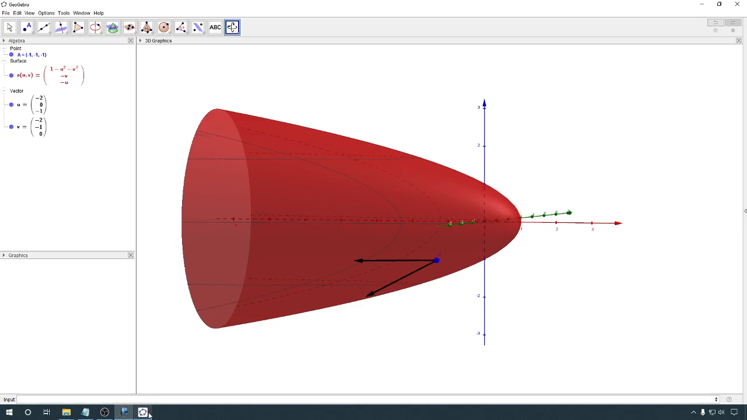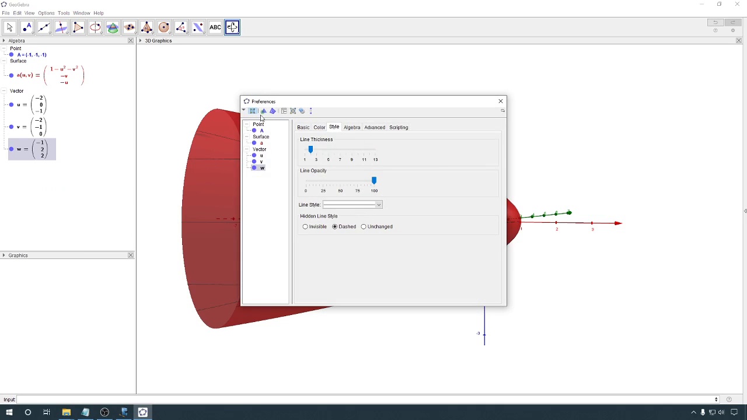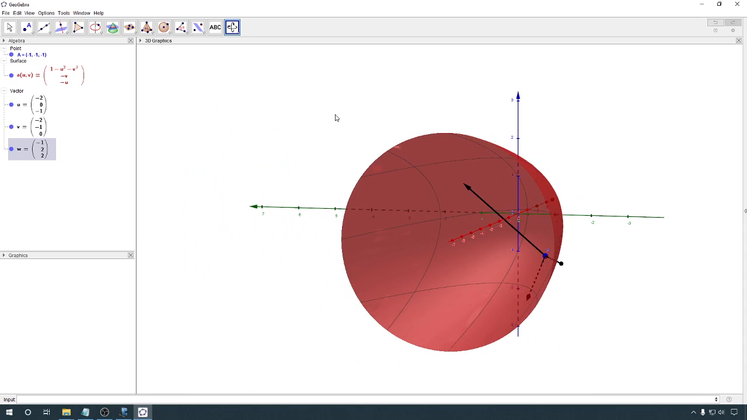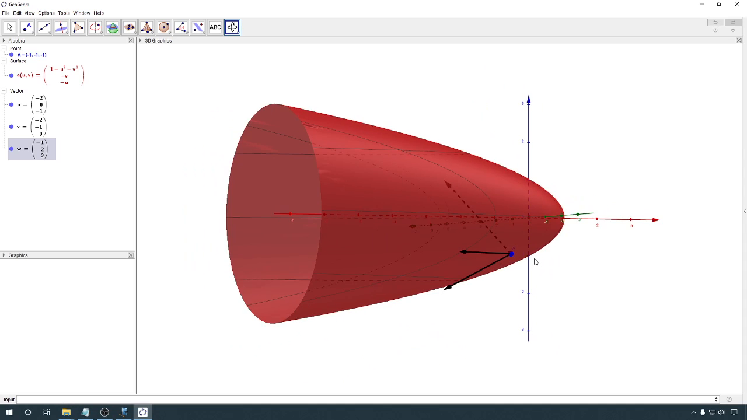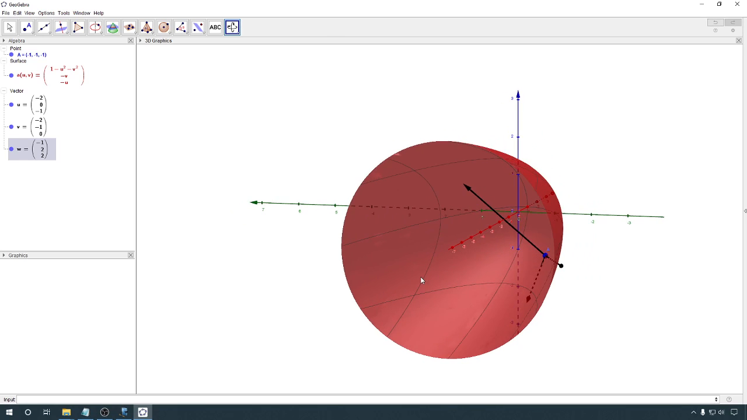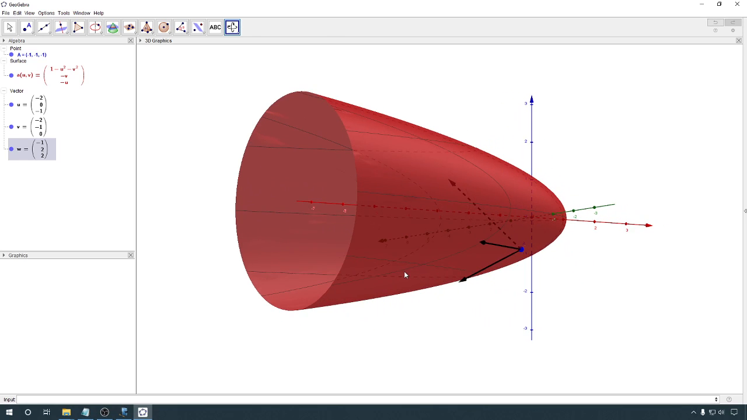Now if we go ahead and plot that vector in here, so this vector starting at A and then being modified by negative 1, 2, 2, and we make that a little bit thicker so we can see it better, we definitely have something that is orthogonal to both r_u and r_v. You may be a little bit surprised, though, that it does point inside. You might have expected it to point outside.